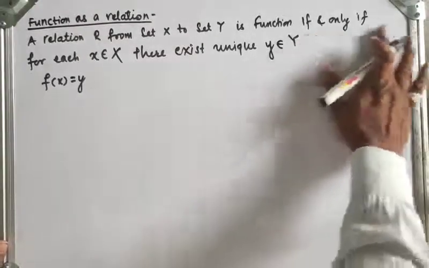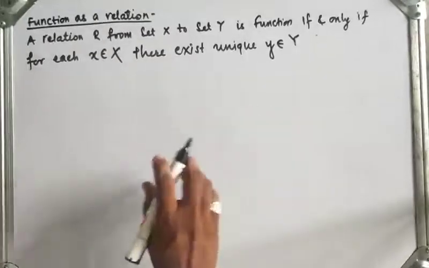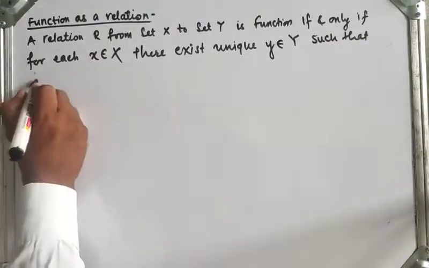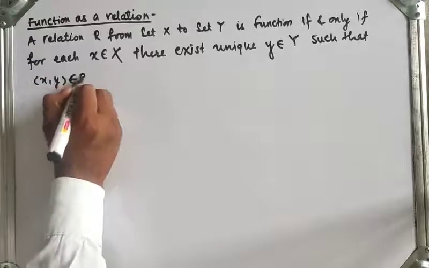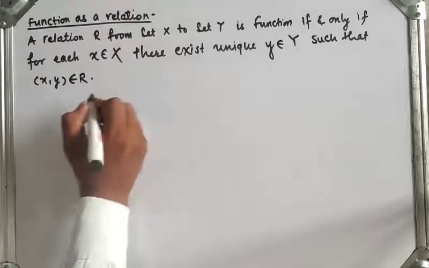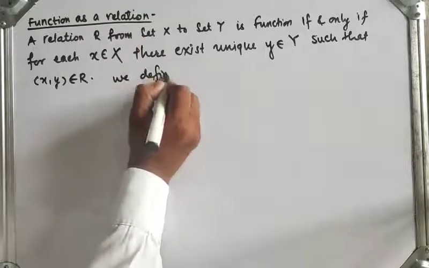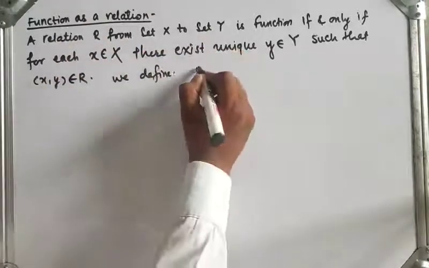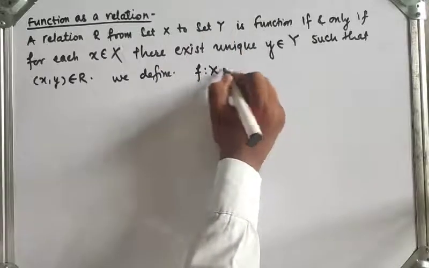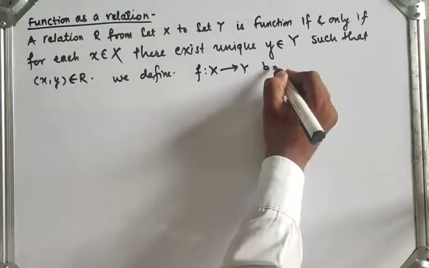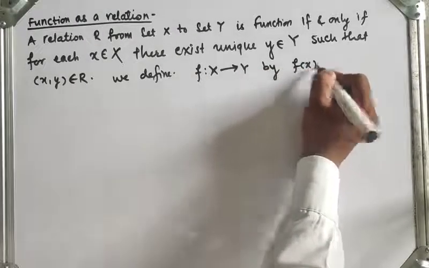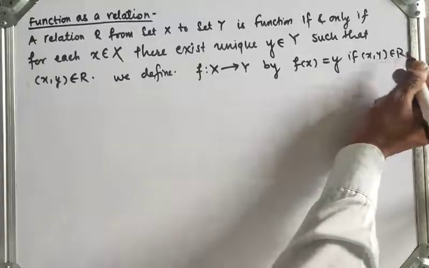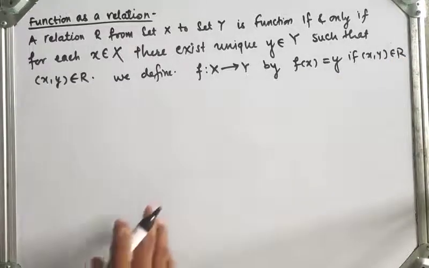or in another way, y belongs to Y such that the ordered pair (x, y) belongs to R. In such a case we define the function f from X to Y defined by f of x is equal to y if (x, y) belongs to R. This is the definition for function.